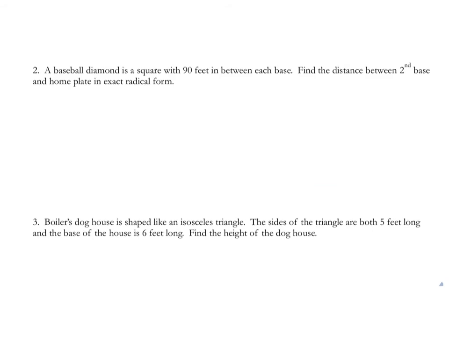So here's the last one. Let's see. I'm going to do the baseball diamond. Baseball diamond is a square. Now it is a diamond though, so I'm going to draw the square kind of like this. That's a little lopsided, but that's okay. It is a square, so we have 4 right angles. It says that there's 90 feet between each base, so all of these are 90.